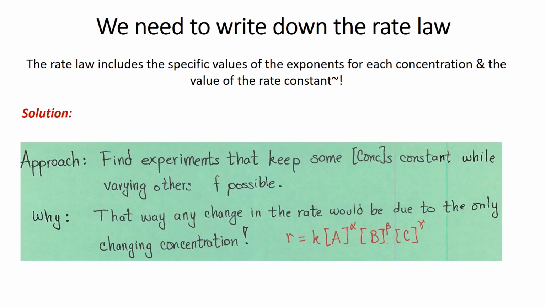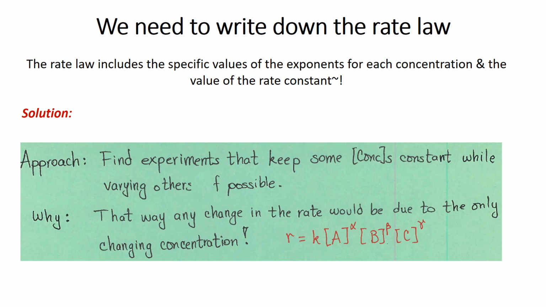Okay, so our task is to write down the rate law. Remember that the rate law includes the specific values for the exponents of the concentrations of each of the reactants, and also the numerical value of the rate constant. So how do we approach these kinds of problems? Usually the easy way is to find experiments that keep some of the concentrations constant while changing just one, if possible.